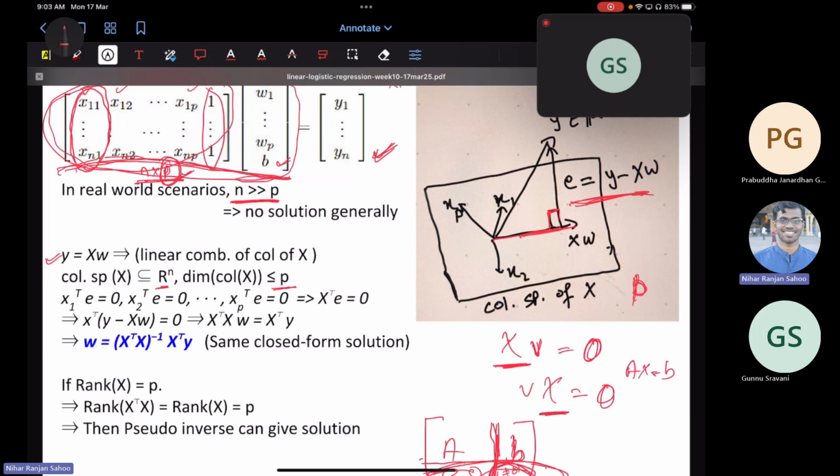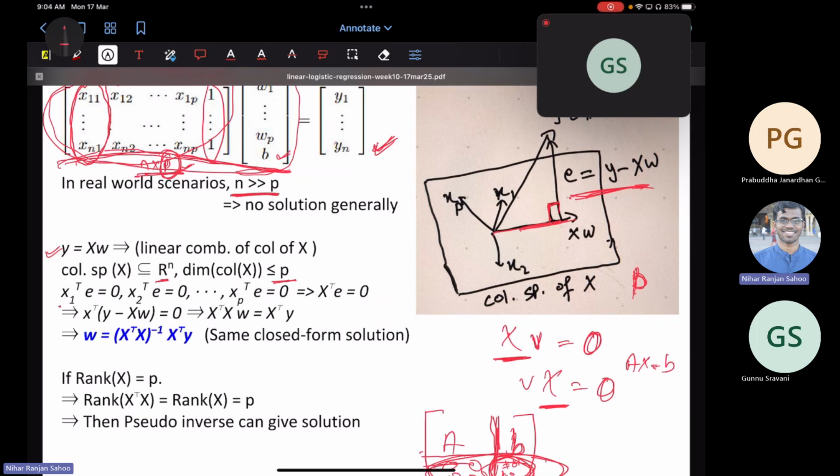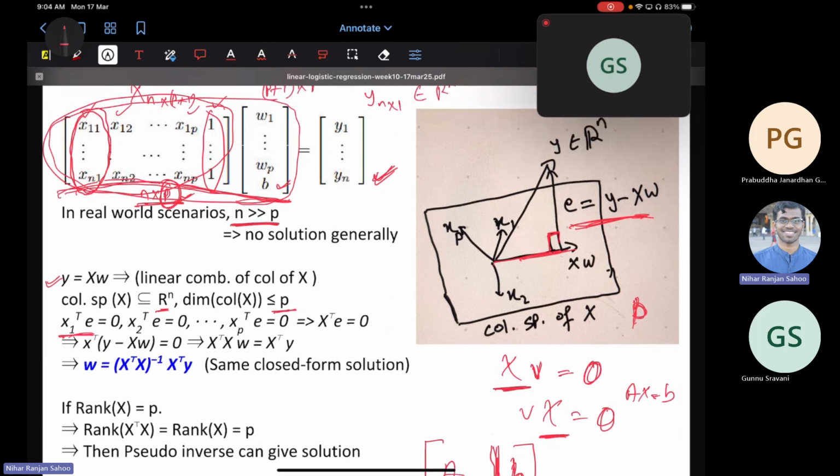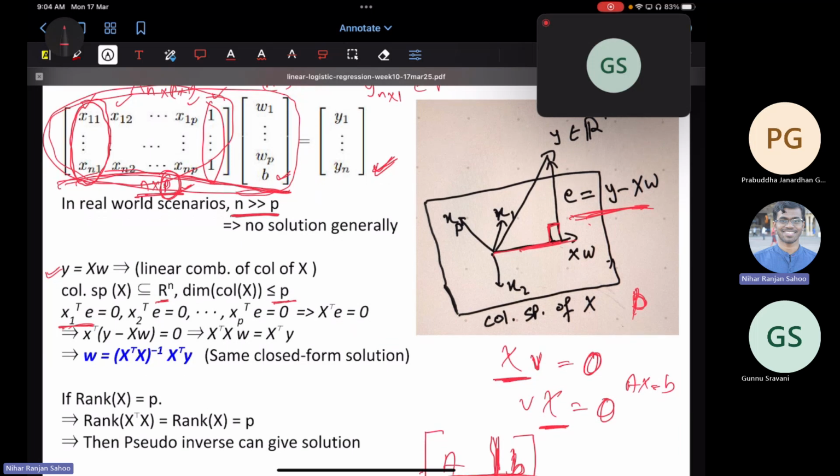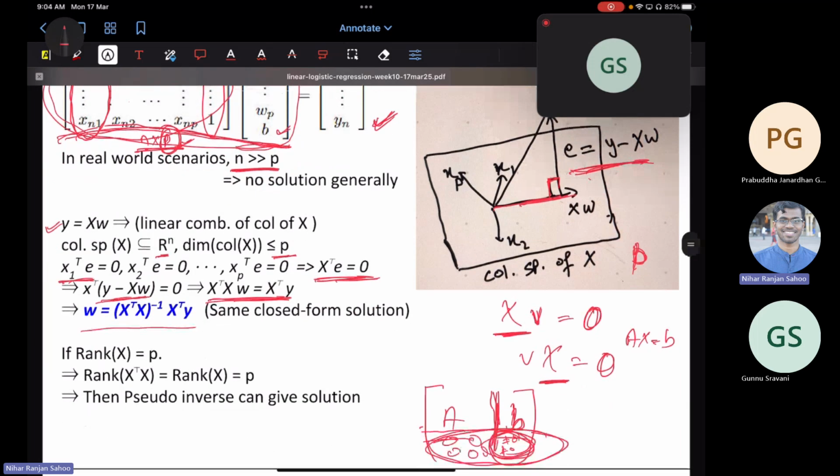So this error vector is normal to the column space, whatever the column space. If we apply that concept, every vector in the input feature matrix, if you do the dot product with the error vector E, will give us zero, right? In turn, we can write X transpose E equal to zero, and E we can replace by y minus Xw. This is the error component, right? Now if you open this bracket, this is X transpose Xw equal to X transpose y, and w will be the closed form solution we saw earlier using calculus, the same closed form solution exactly. Right.